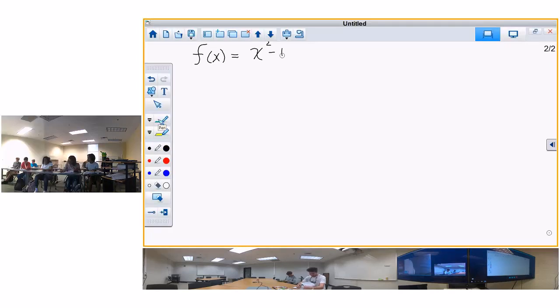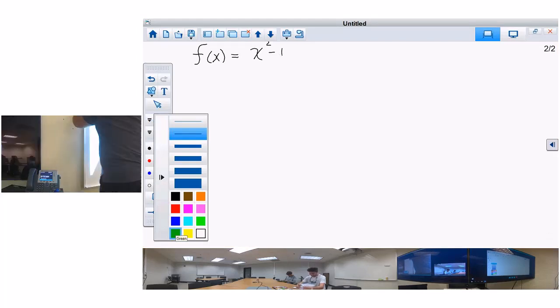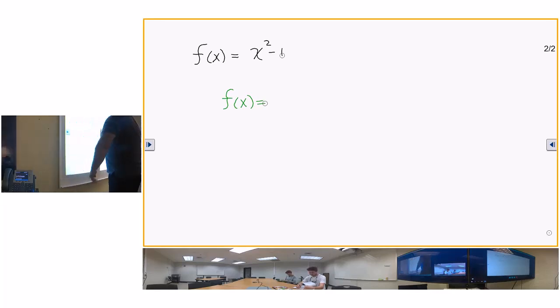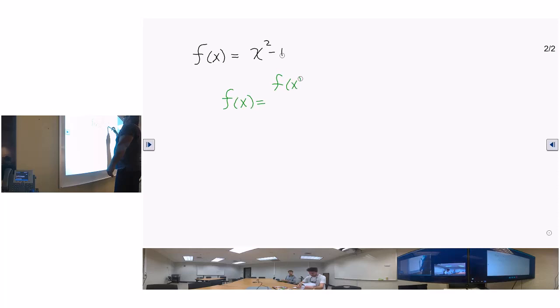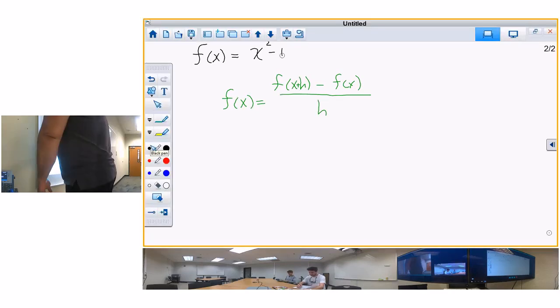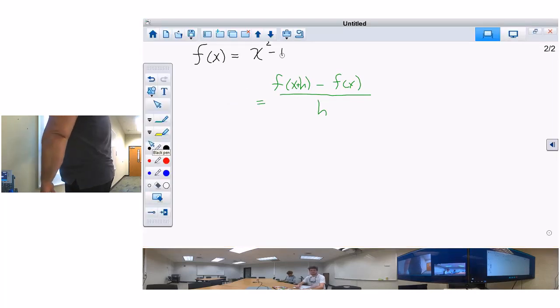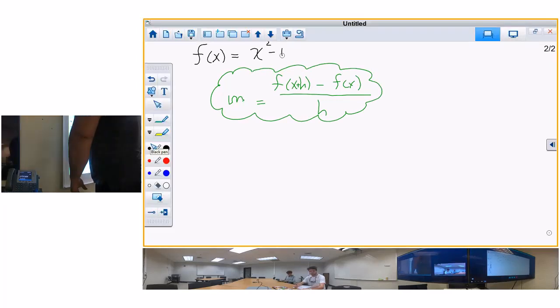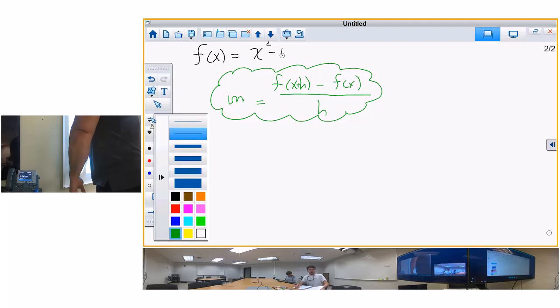Okay, we're gonna put our handy dandy green formula up here. F of x plus h. I did it again. Minus f of x over h. It's m, it's not f of x. So I'm going to put brackets and I'm going to change them to that.